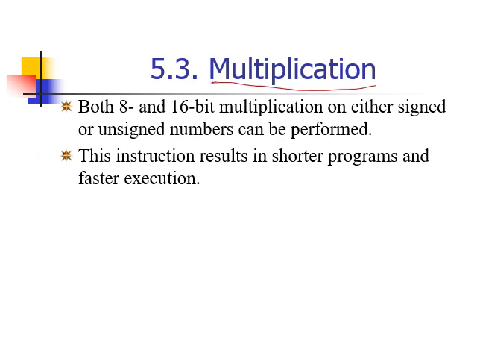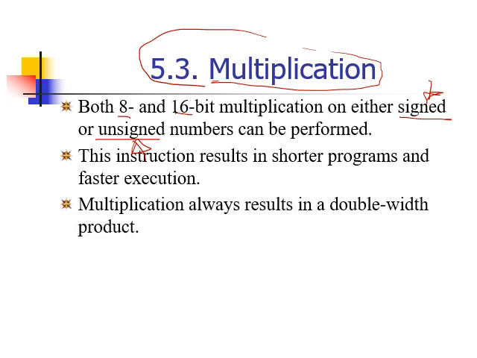Multiplication. Now another instruction used with 8086, 8088 processor is a multiplication, and we can do an 8-bit multiplication or 16-bit multiplication on either signed multiplications or unsigned multiplication. So you take the sign of these numbers into account, or you just multiply the absolute values. Okay. This instruction results in a shorter program if you do write some program to do your multiplication, and a faster execution.